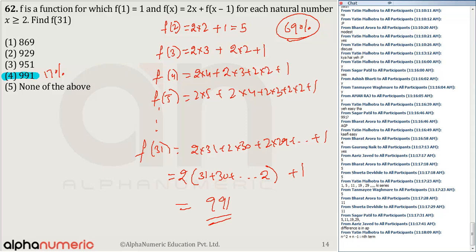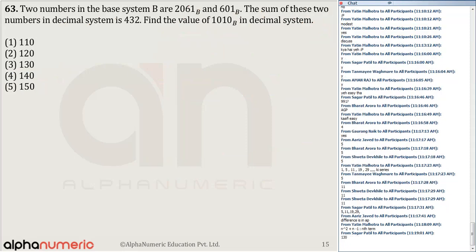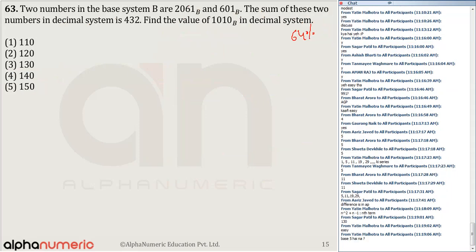Let's move ahead, this was doable. Still, 70% of you have not attempted. Okay. Let's move to question number 63. Another easy question, I found it easy. 64% of you have not attempted. Okay, which was based on the base system.